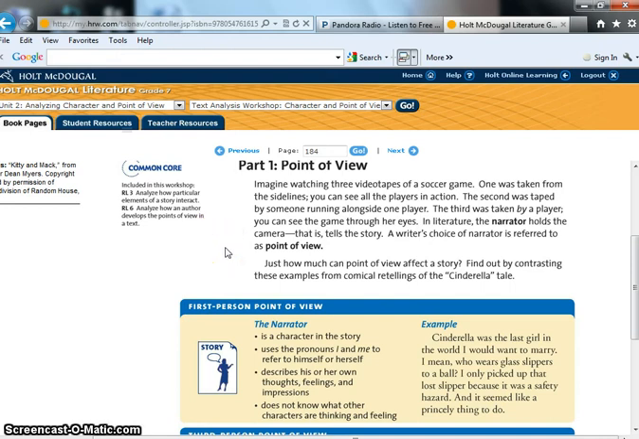I would like to just highlight these words quickly because these are some important words that we need to know. The narrator holds the story, that is, the narrator is the person who tells the story. A writer's choice of narrator is referred to as point of view, so I would like to highlight that as well. So in a bit, when you complete your notes-taking page, you're going to need to know that information. Okay, let's move on.